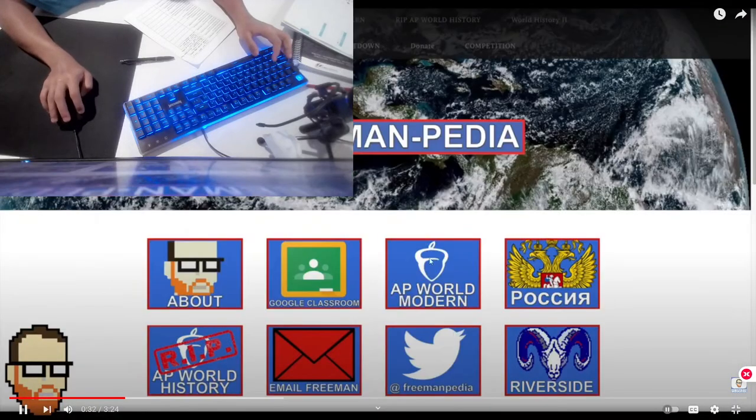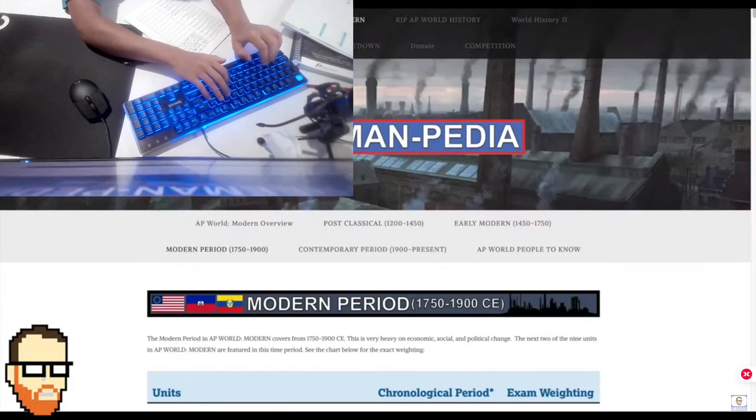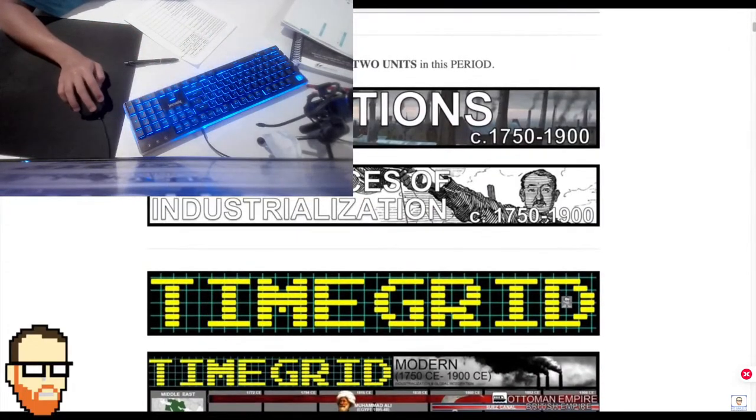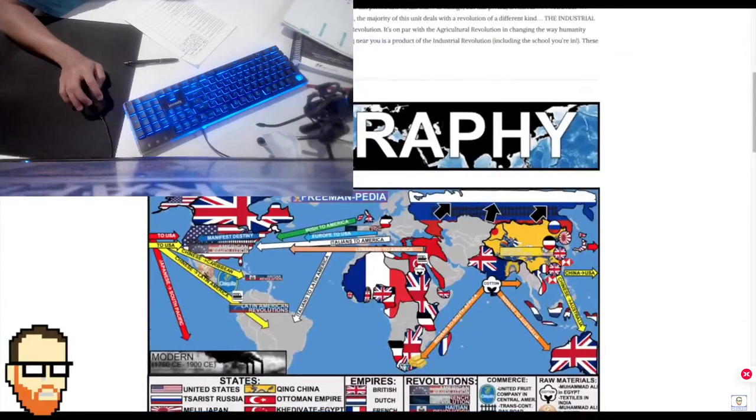Now, if you go to framepedia.com, click up top there, and you can see the site is divided by different periods. Click the modern period, and this whole page is devoted to the modern period. But towards the top of the page, you can click either unit and go to a page just about that unit. And within that unit, a page about each section of the unit.